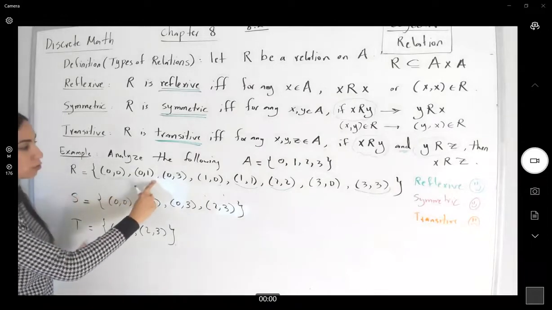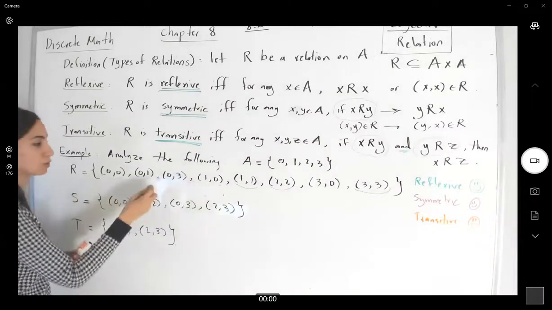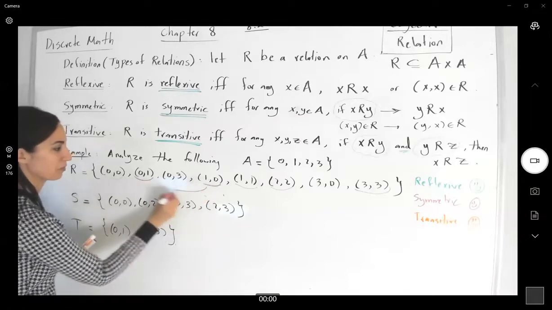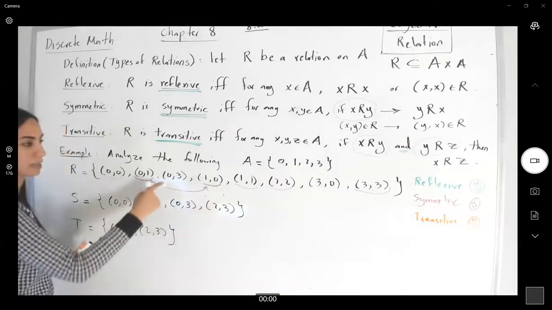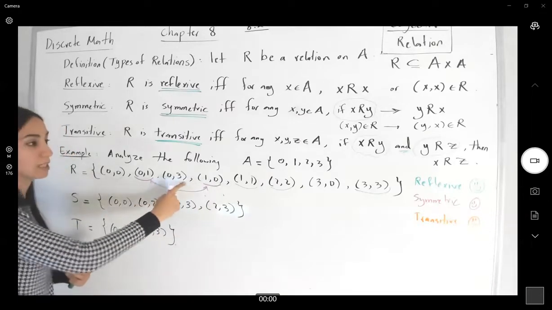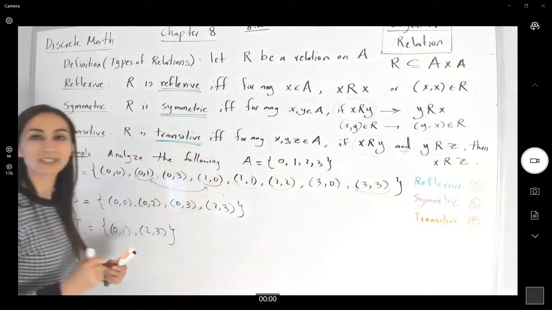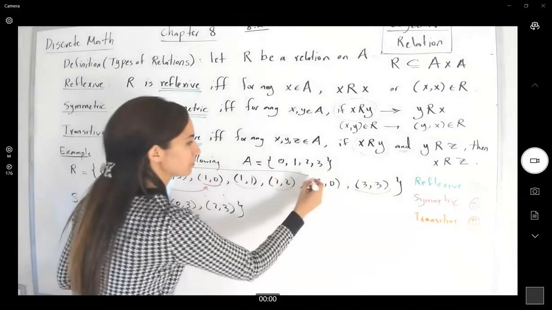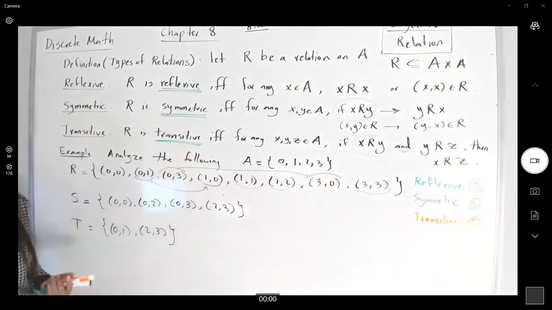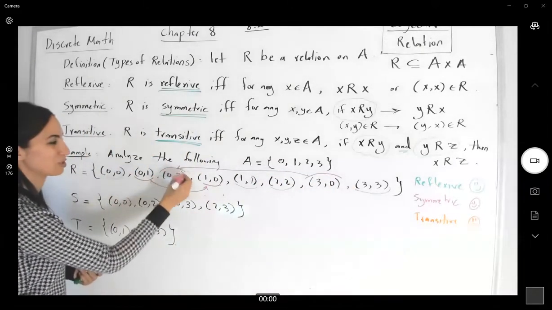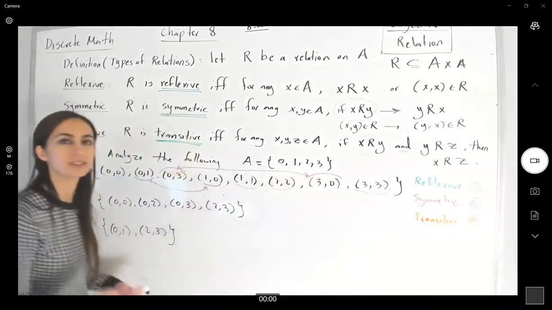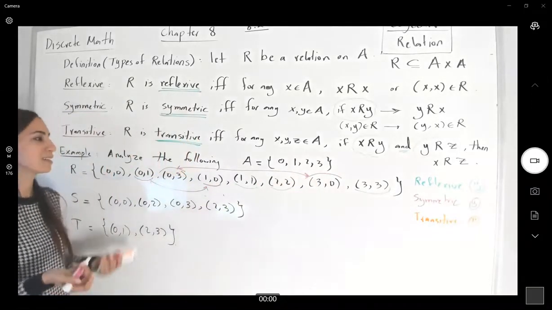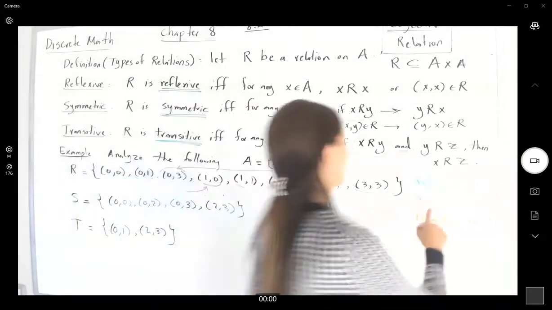0 is connected to 1, 1 is connected to 0. 0 is connected to 3, 3 is also connected to 0. What else? That's it. So we only have 2 sets of points to check. So it is symmetric.